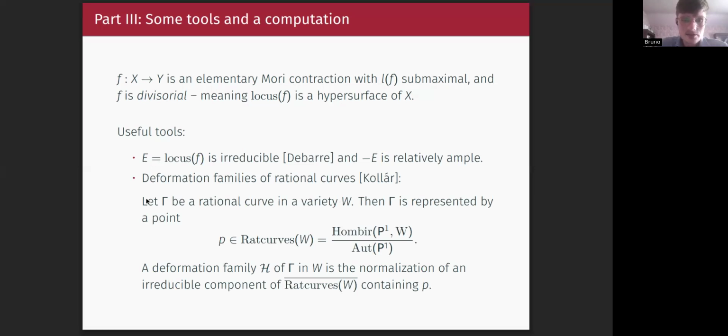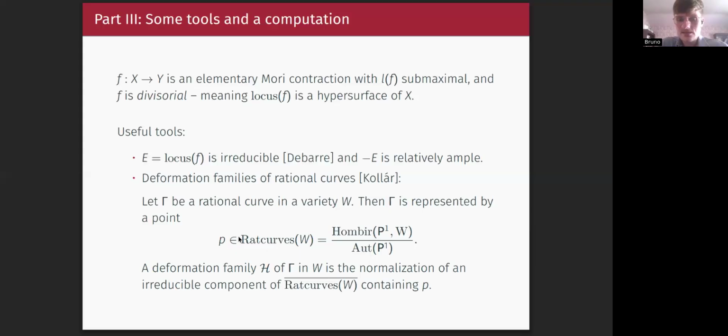And another thing that I need to introduce is the notion of deformation families of rational curves. So this is due to Grothendieck, but it is very well explained in the book by Kollár on rational curves in algebraic varieties. That's the book by him from 1992. If I have a rational curve, just imagine something normalized by P1, right? A rational curve in a variety, then this curve is represented by a point in a space which I denote as RatCurves. So that's the space parametrizing rational curves in W, and this can be expressed as this quotient. On the top, Hombir, that's the space which parameterizes morphisms from P1 to W, which are birational onto their image, right? And I mod out by automorphisms of P1.